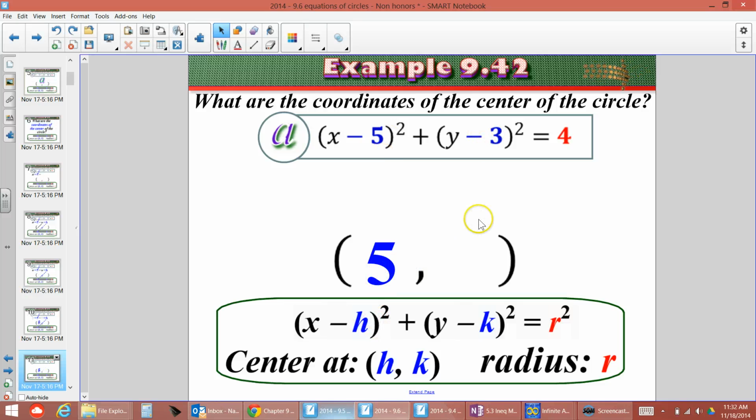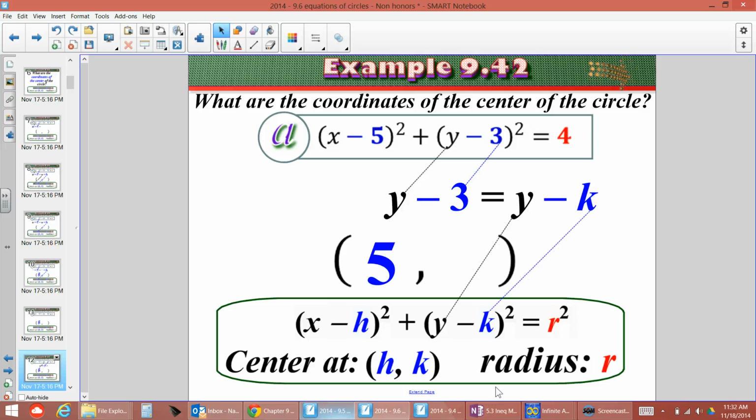When we look for the y coordinate, I say y minus 3. That should look like y minus k. And lo and behold, it does. y minus 3, y minus k. That means that negative k is equal to negative 3. Change the signs, k equals 3. I like to look at it as, if it's a negative h, change the sign, it's positive. So see how here it says negative 5? Change the signs, it's positive. It's a negative 3, change the sign, it's 3.